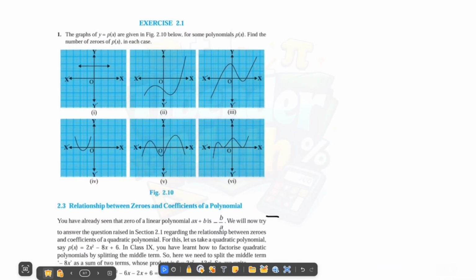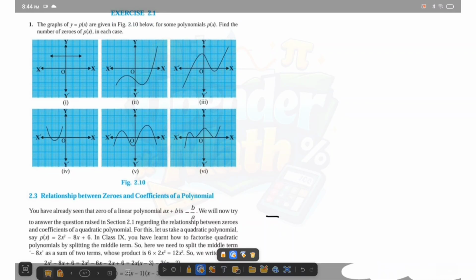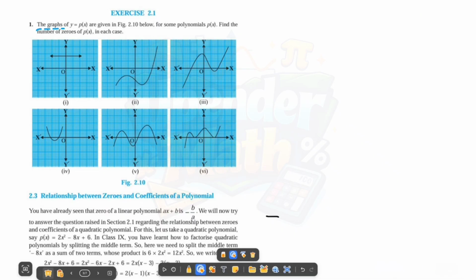Now let's see exercise first problems. What is the question? Exercise 2.1. The graphs of y equals p of x are given below, for some polynomial p of x. Find the number of zeros of p of x in each case. So the same way as example 1. Let's see the problem, first graph. This straight line is a line parallel to the x-axis. It is not touching the x-axis, so therefore no zeros. So the number of zeros is 0.